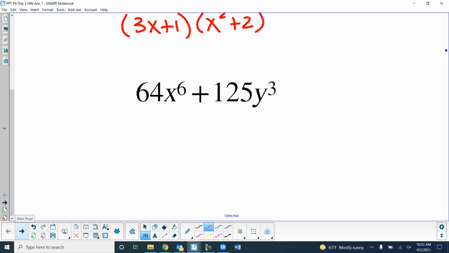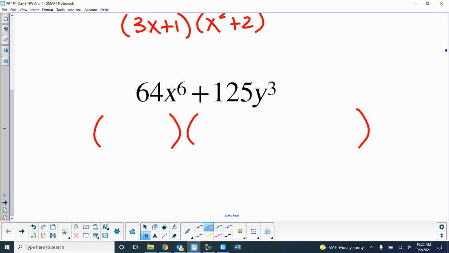Okay, is there a GCF? No. Is it a difference of squares? No. Is it a sum or difference of cubes? Yes, it is. So this is a sum of cubes because it's addition. So we have a binomial and a trinomial when we factor it. How do we get the binomial?